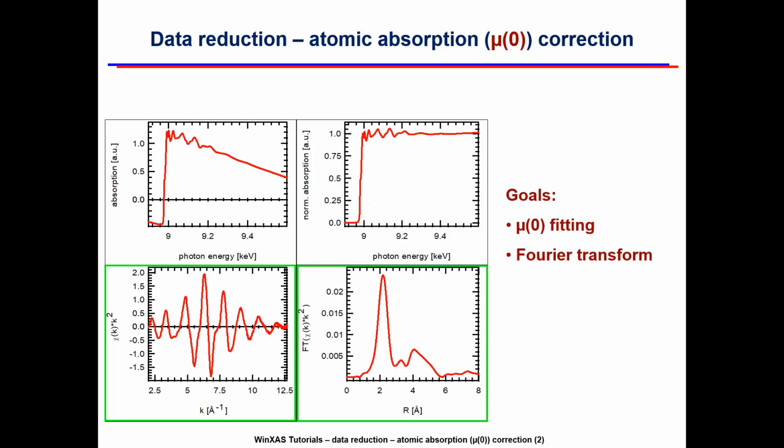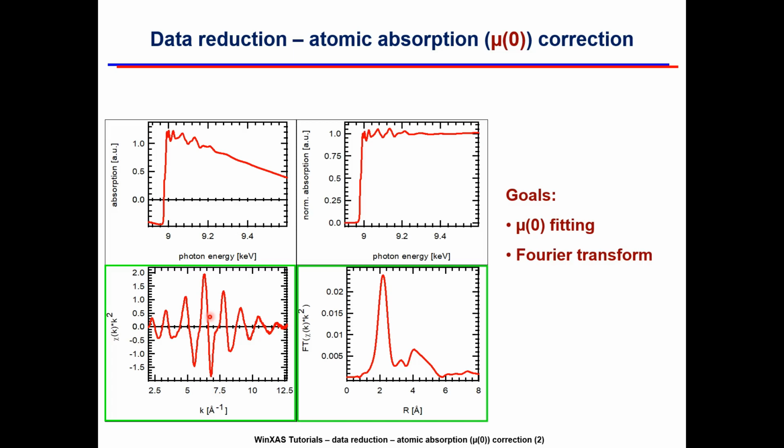The atomic absorption correction, or mu0 fitting, is the next data reduction step after background correction and normalization. Mu0 fitting can be regarded as the most important step in data reduction because it strongly influences the results and the validity of the following EXAFS analysis.